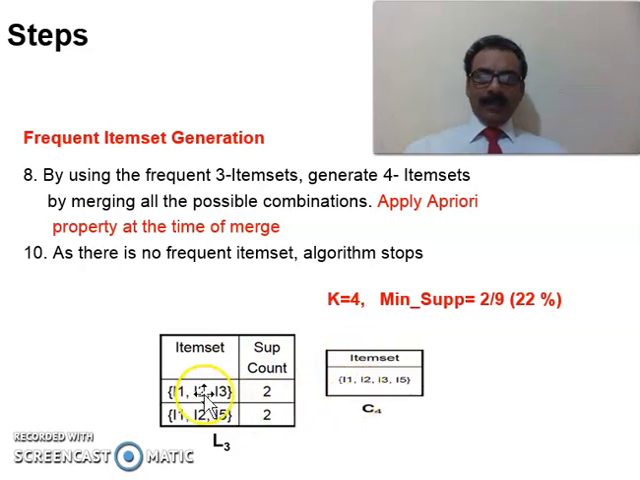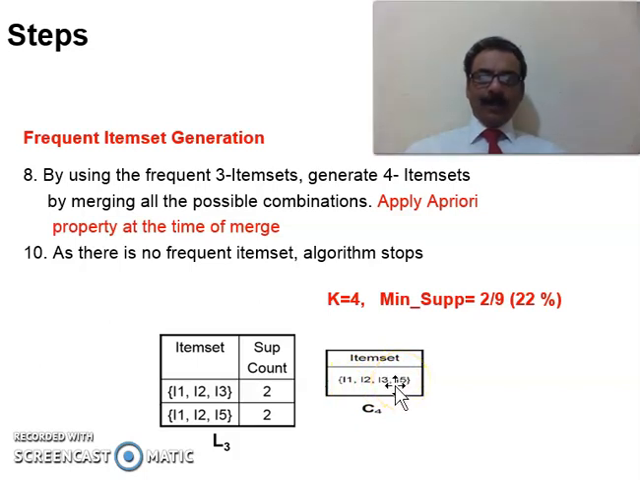Now, when you go for merging, I1, I2, I3, I5 is the possible merge here. When you merge to generate I1, I2, I3, I5 as a candidate, you have to check whether its subsets are also frequent. Looking at the immediate previous subsets, I1, I2, I3 is frequent. I1, I2, I5 is also frequent. But I2, I3, I5 is not in this list, meaning it is not frequent. So at least one of the subsets is not frequent.